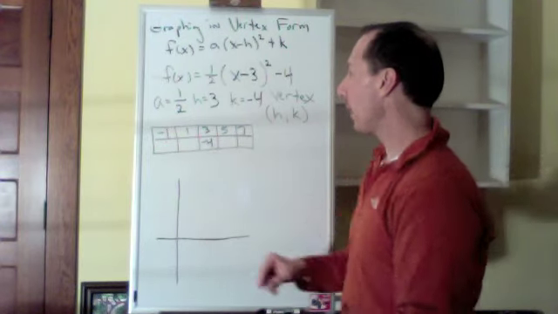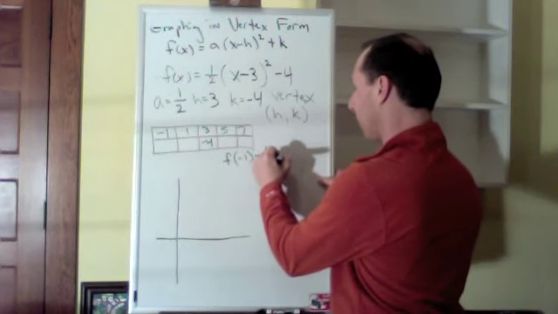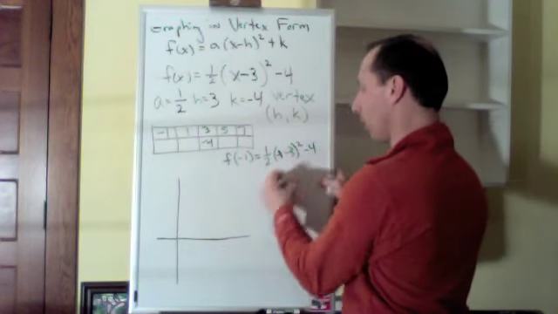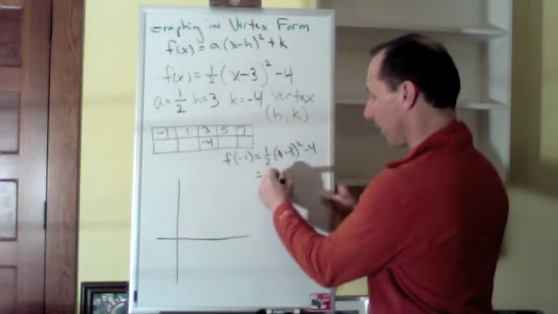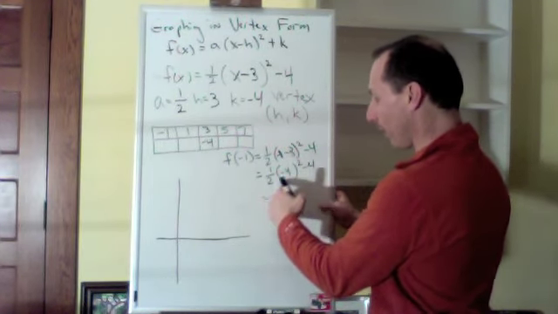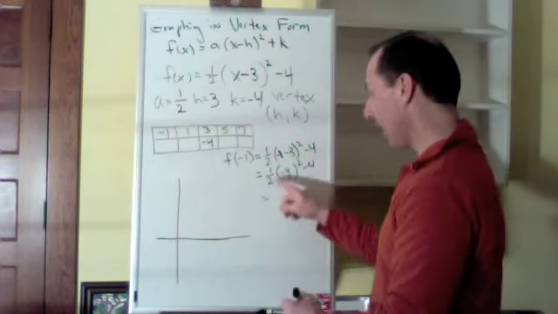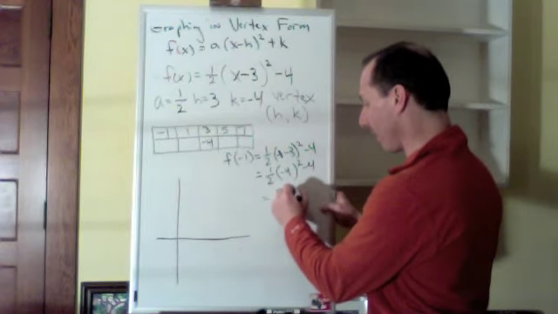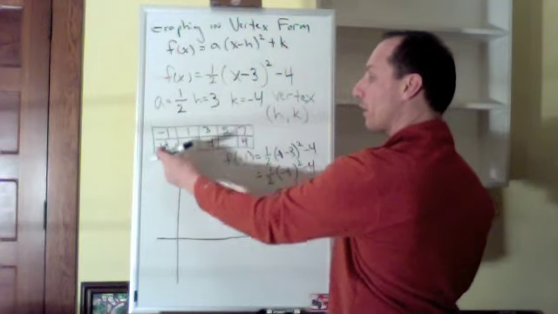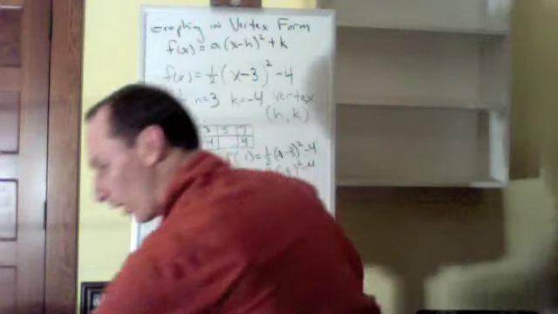And I'm going to take my f of negative 1, substitute that in. F of negative 1 is equal to 1/2 times (negative 1 minus 3) all squared, minus 4. So that's going to give me 1/2 of (negative 4) all squared minus 4. That's equal to 1/2 of positive 16, because negative 4 squared is positive 16. Half of positive 16 is 8, and 8 minus 4 is 4. So I'm going to come over here and write 4, and also the reflection of that point across that axis of symmetry is 4.